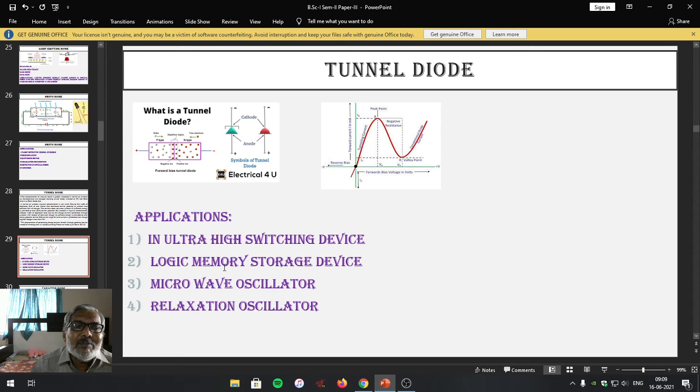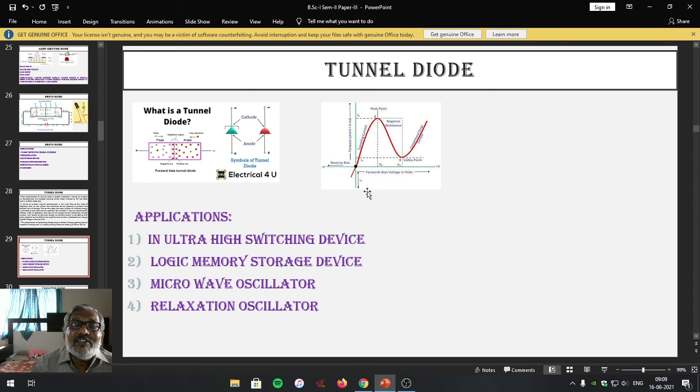It is used as a memory storage device, means to save the data. Tunnel diodes are used to construct the memory. Tunnel diode is used as a microwave oscillator. In microwave communication, to generate the microwaves, it is used as a microwave oscillator.